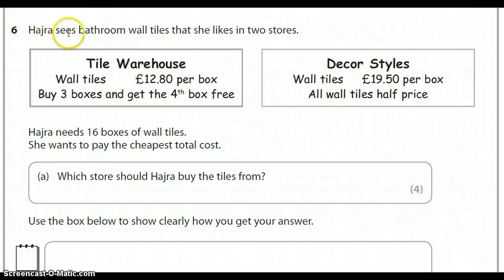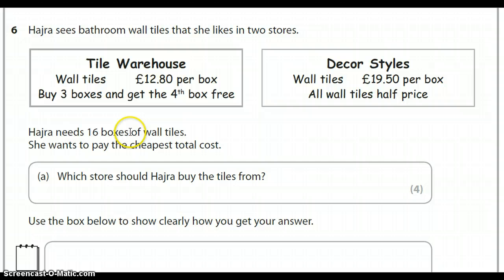Number 6. Hadra sees bathroom wall tiles that she likes in 2 stores. Tile Warehouse, wall tiles, that much per box, buy that many boxes and get that one box free. Decor Styles, wall tiles, that much per box, all wall tiles half price.